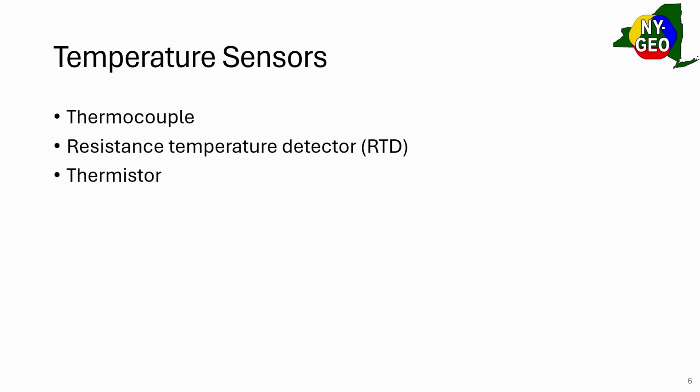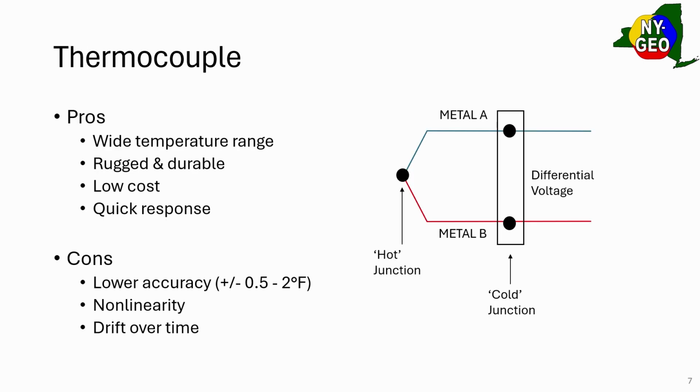For temperature sensors, we could look at a couple different types: thermocouples, resistance temperature detectors, and thermistors. Thermocouples work by leveraging the difference between electrical properties and thermal properties of metals. Basically, when you heat up two different metals, there's a differential voltage between the two, and that differential voltage can be correlated to temperature. The benefit of these is that they work over a wide temperature range. They're quite rugged and durable, very low cost, quick response, but they do have a lower accuracy, these thermocouples, and they tend to drift over time. So we're going to talk about calibration in a couple of slides, but that's important to note there.